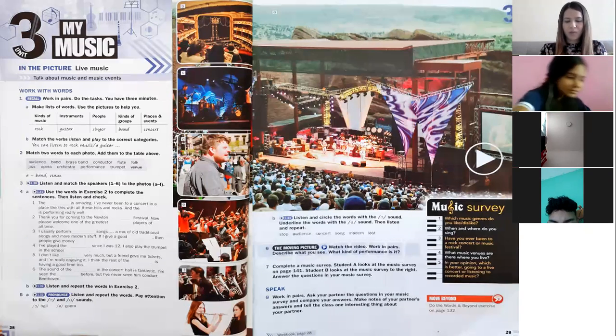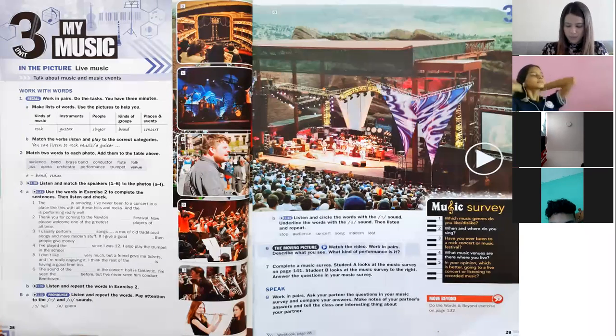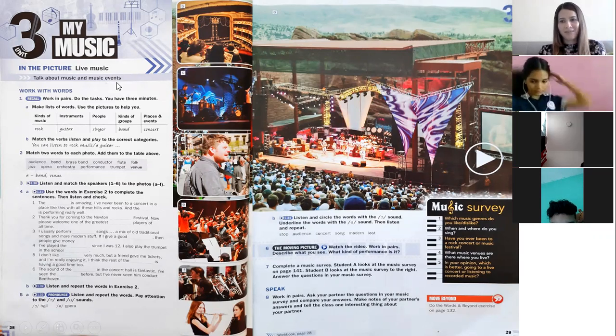To understand new words. Okay. For grammar, we're going to study the verbs followed by gerunds or infinitives. Those are verbs that we add -ing to. Okay. So here in the picture, music. Let's talk about music and music events.